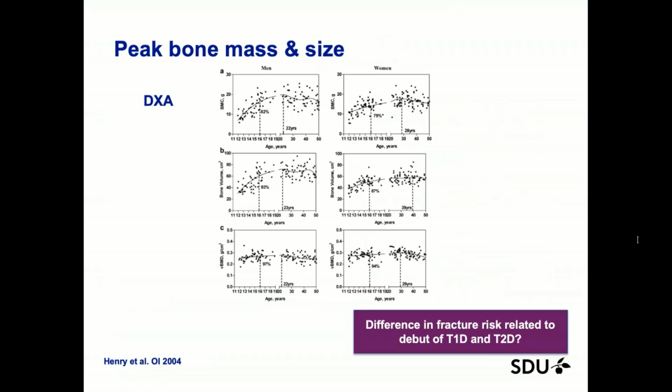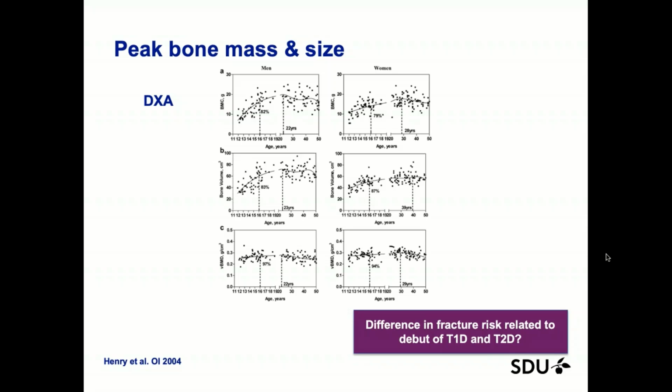So how come that fracture risks differ between type 1 and type 2 diabetics? Well, this is a study from Richard Eastell's group. There are several studies investigating peak bone mass, but this one shows what I wanted to convey to you.